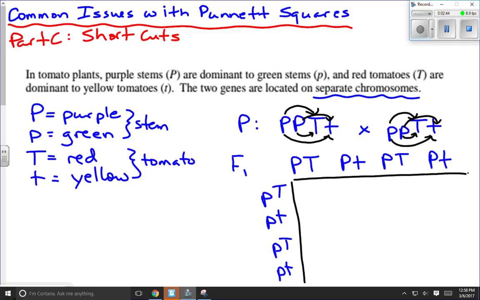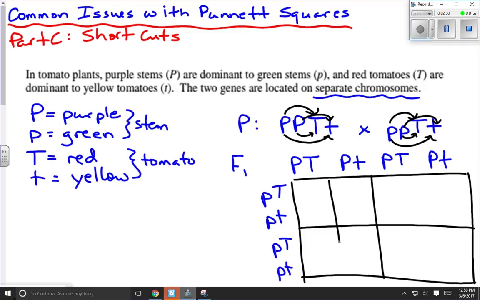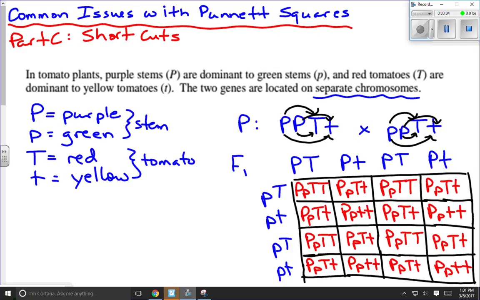And we can fill out a Punnett square for that. All right, and I'm going to pause the video while I fill out the Punnett square. We'll be right back. All right, we're back with the completed Punnett square, and we can now find out our genotype-phenotype ratios. Let's go with phenotype ratio for this one.